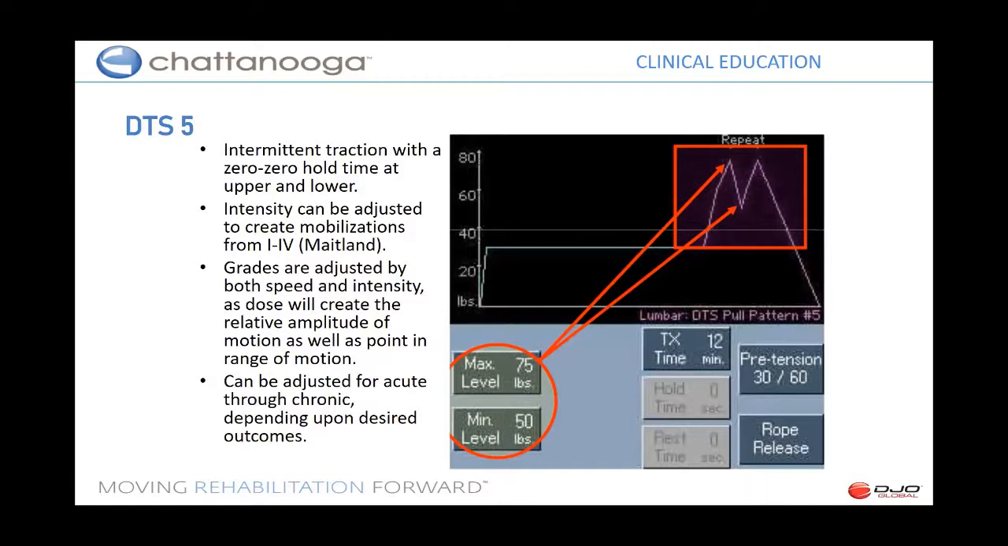So the DTS5 can be used during the acute stage, which is really, really good because it's essentially a grade 1. You can make it a grade 2. You can potentially even make it like a grade 4, right? We've got 0, 0 hold, and we have 30, 50, and 100% speed. So when I want to move it more rapidly, we're never going to replicate a grade 5 with this device. So it's not taking the place of that. I use it for what it's designed to do, which is mobilization, right?